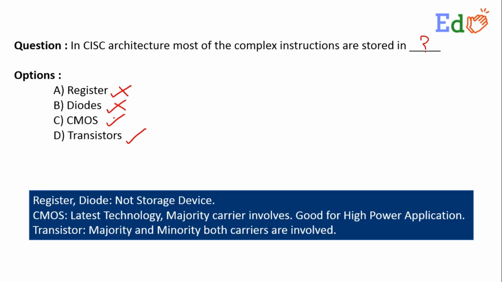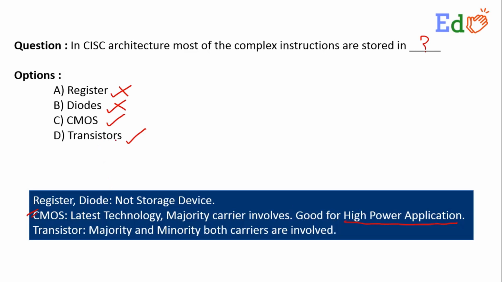And the option C, CMOS, which is complementary MOSFET, is the latest technology that we have, which involves only the majority carrier for current conduction. And this CMOS is also very good for high power applications.